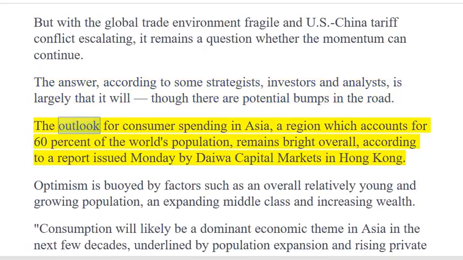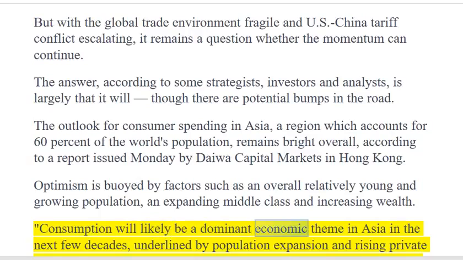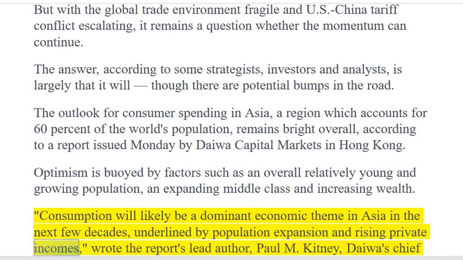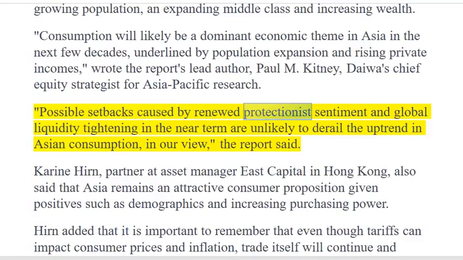The outlook for consumer spending in Asia, a region which accounts for 60% of the world's population, remains bright overall, according to a report issued Monday by Daiwa Capital Markets in Hong Kong. Optimism is buoyed by factors such as a relatively young and growing population, an expanding middle class, and increasing wealth. Consumption will likely be a dominant economic theme in Asia in the next few decades, underlined by population expansion and rising private incomes, wrote the report's lead author, Paul McGibney, Daiwa's chief equity strategist for Asia-Pacific research. Possible setbacks caused by renewed protectionist sentiment and global liquidity tightening in the near term are unlikely to derail the uptrend in Asian consumption, in our view, the report said.